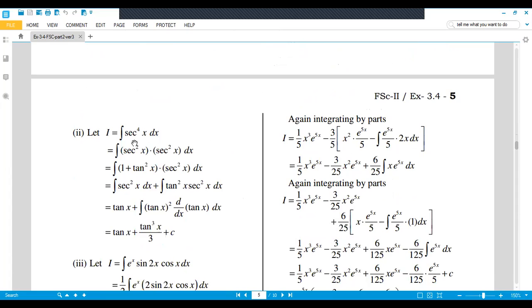Look at the second part. The second part is the integral of sec^4 x dx. Again we split it just like the previous part, sec^2 x and sec^2 x. You know that sec^2 x is equal to 1 plus tan^2 x. So this sec^2 x multiplies with 1 and also with tan^2 x. When 1 multiplies, we get sec^2 x, and with tan^2 x, we get tan^2 x sec^2 x.